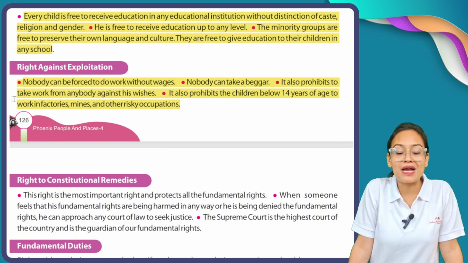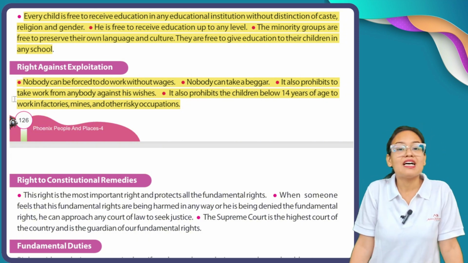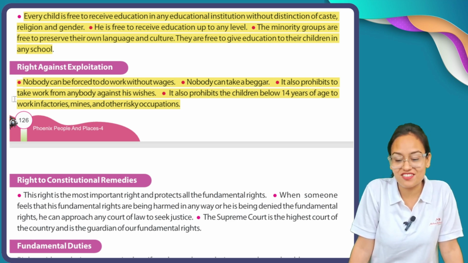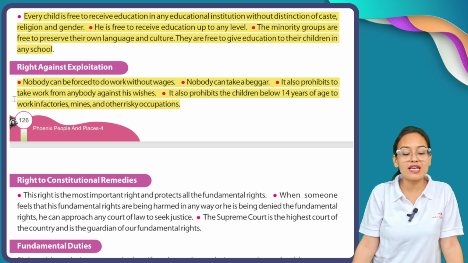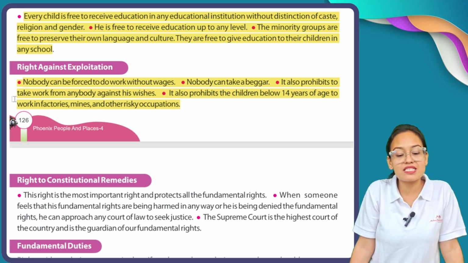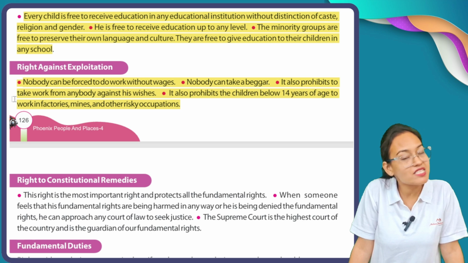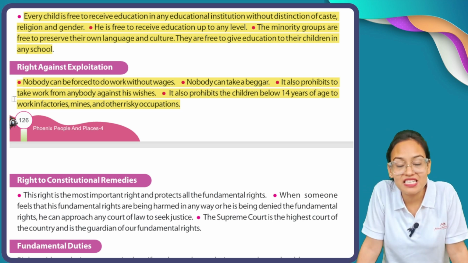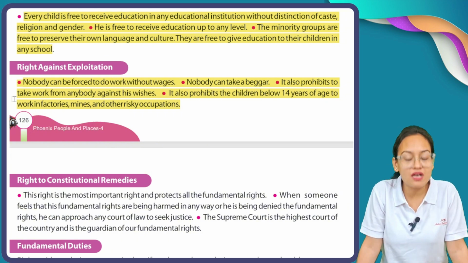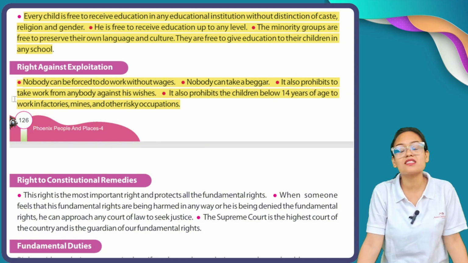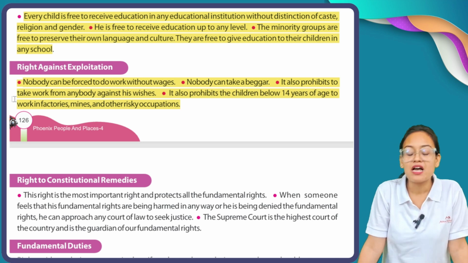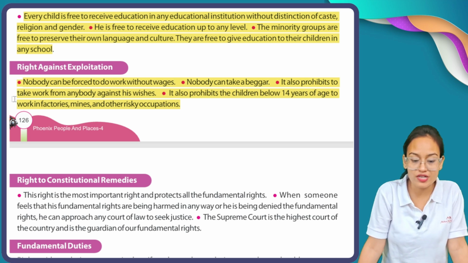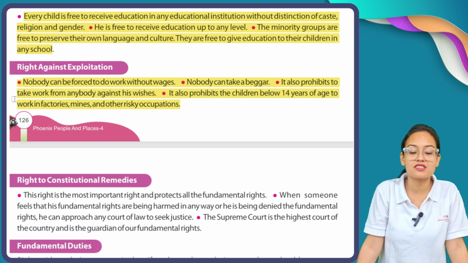Nobody can take a beggar. Now you can see, you can't insult beggars. You can't exploit beggars. It also prohibits taking work from anybody against his wishes. The right against exploitation also gives us the right that we can file a case against any person who is creating hindrance in our work life. It also prohibits children below 14 years of age from working in mines, factories, and other risky occupations.